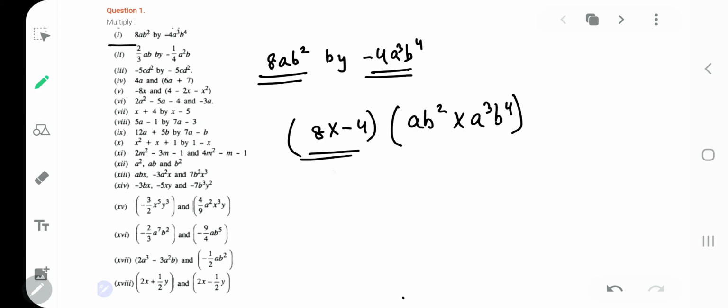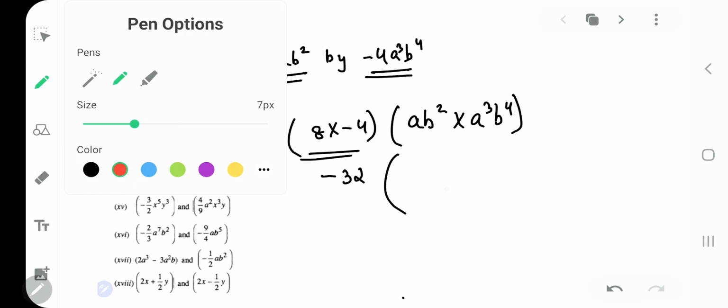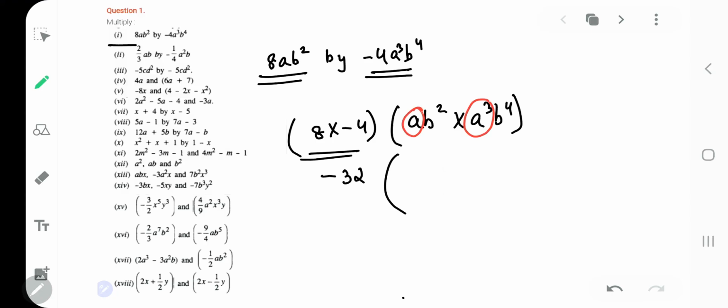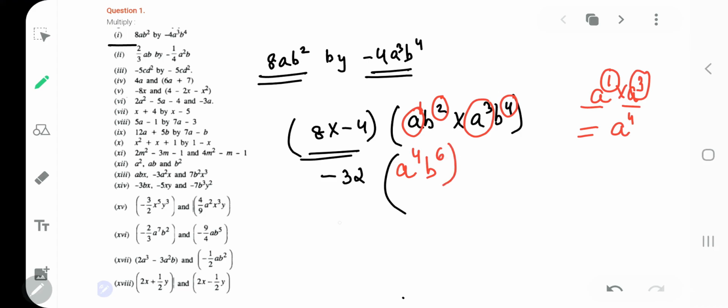First you multiply number with number, that will be minus 32. Here, if you notice, there's a, which multiplies with a cube. a has no exponent shown, which means it is 1, and when it is multiplied with a cube it will become a4, because if you have the same base and the bases are in multiplication, the exponents will be added, so you will get a raised to 4. What about b? b2 and b4 will become b6. So your final answer is minus 32a4 b6. Clear?